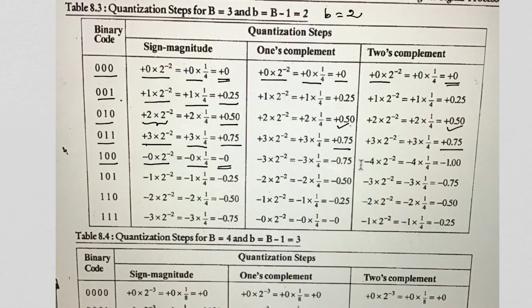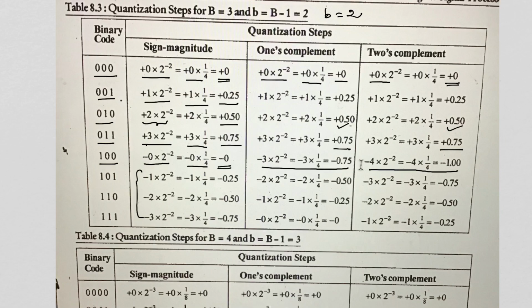Whereas in 1's complement, it is used to represent minus 3 multiplied by 2 power minus 2, which is equal to minus 0.75. But if you look at minus 4 in 2's complement, it is minus 4 multiplied by 2 power minus 2, which is minus 1. So like this, you will come to know that only for negative numbers, in sign magnitude one set of numbers will be represented by the code words, whereas in 2's complement another set of numbers will be used. You can see the variations.